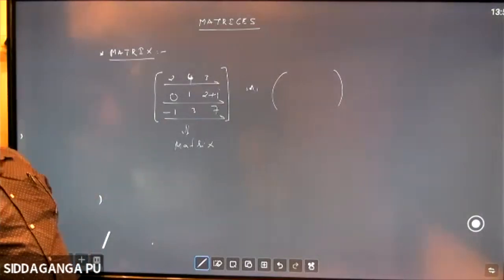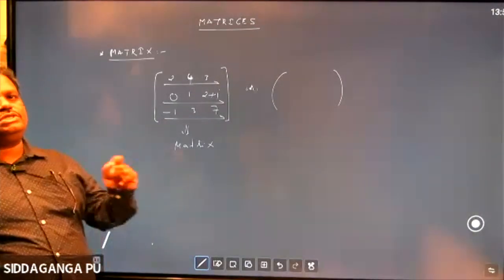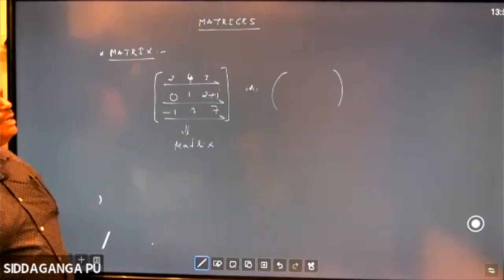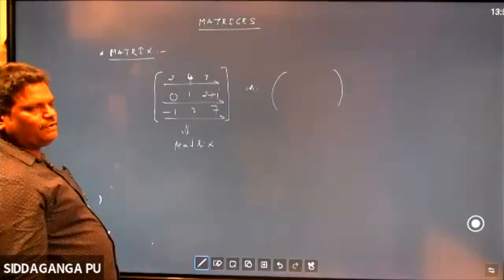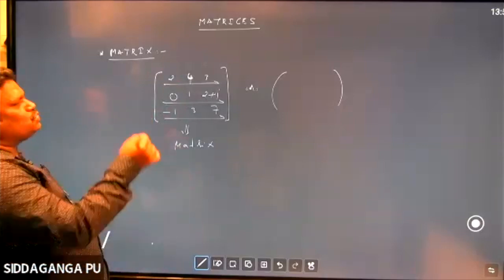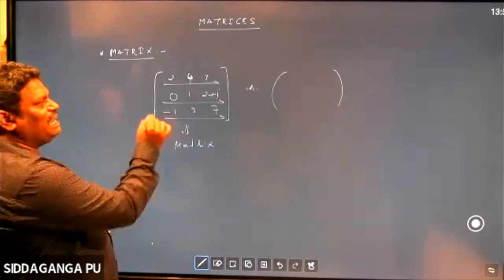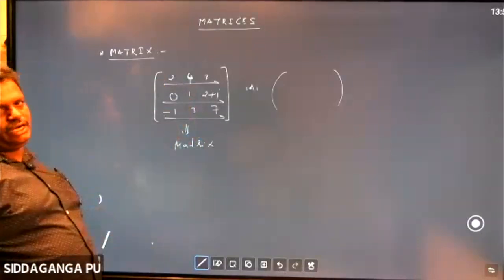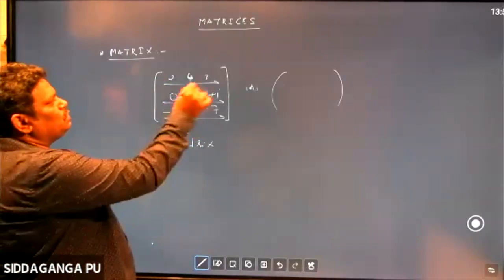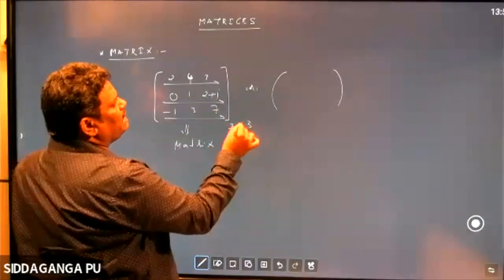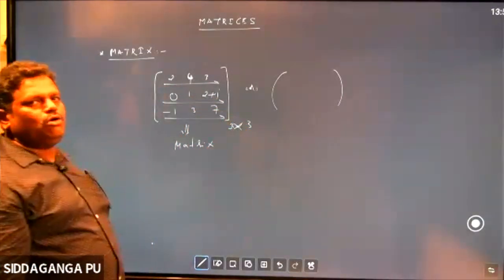Sometimes you get a little confusion between the number of rows and the number of columns. So simply remember: the number of rows can be counted from top to bottom, and the number of columns can be counted from left to right. So in this matrix, how many rows and columns are there? Totally 3 rows and 3 columns.